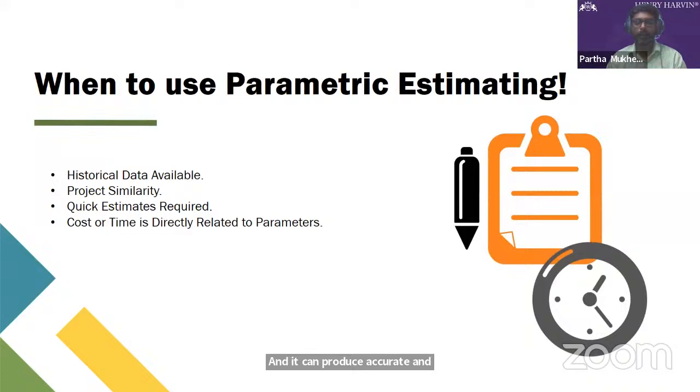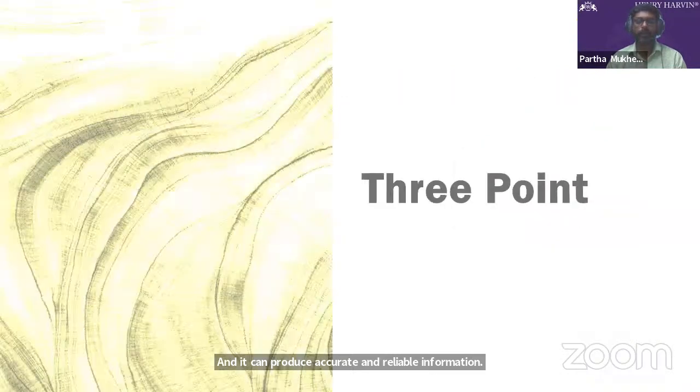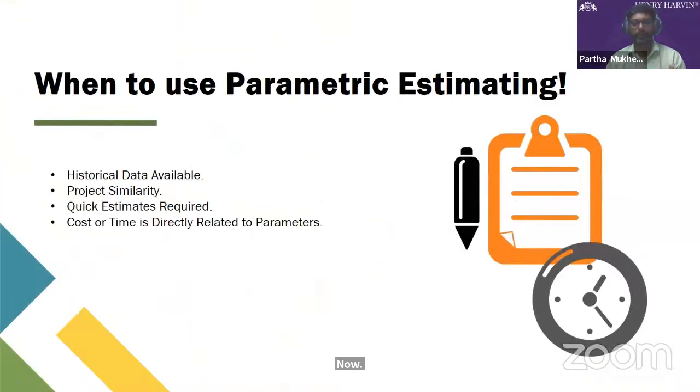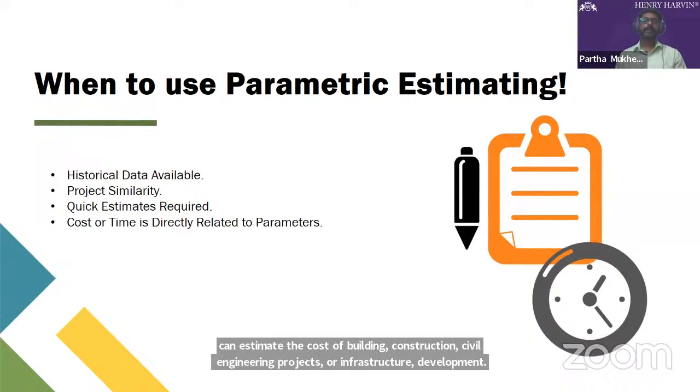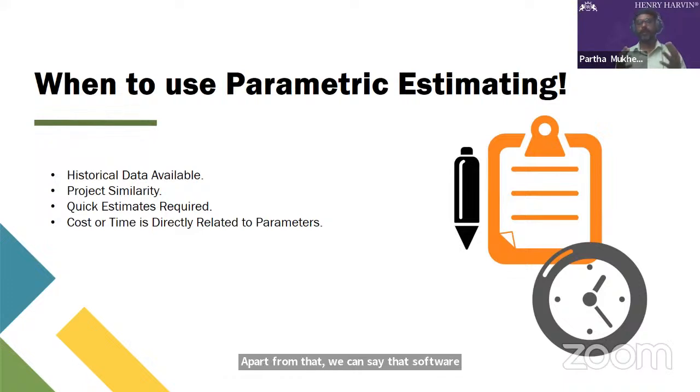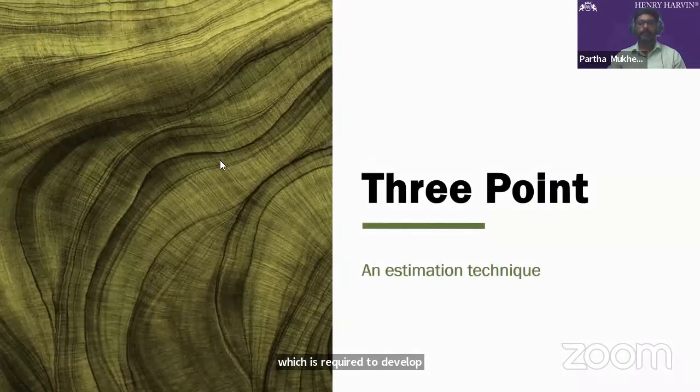Now, if we talk about where we can use parametric estimation, it could be construction projects, where we can estimate the cost of building construction, civil engineering projects, or infrastructure development. Apart from that, software development. When we are trying to estimate the time and cost required to develop a software application or system, we can definitely go with the parametric estimation technique.